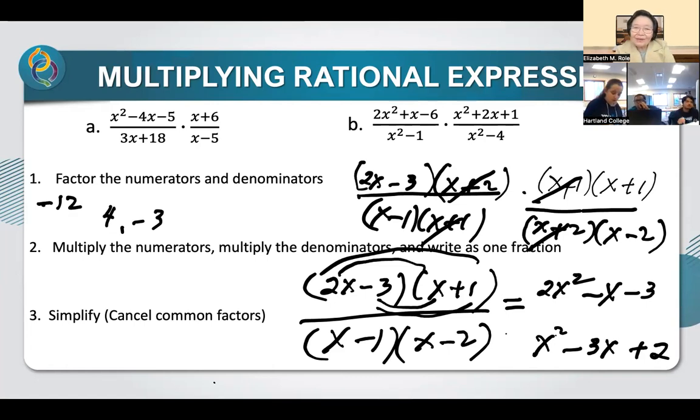So you now have 2x minus 3 times x plus 1 over x minus 1 times x minus 2. Yeah, this is the factored form. It's important that the factoring is clearly understood, because those are the basis on simplifying and multiplying rational expressions. So, okay, can we proceed?